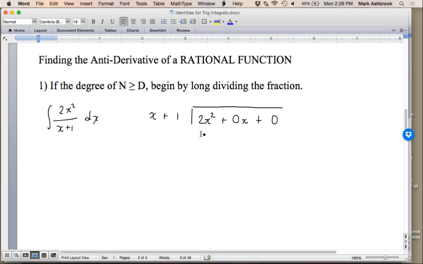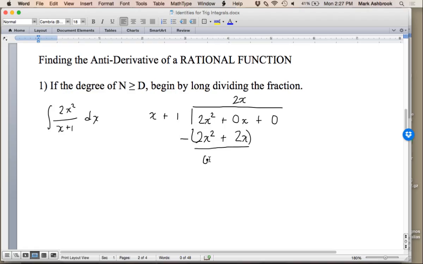The first thing we want to do is get 2x squared here. So we ask, what do we multiply x by to get 2x squared? The 2x is going to go above the x term. Then I'm going to multiply down: 2x squared plus 2x. This is just like long division that you do with numbers. And then we're going to subtract.